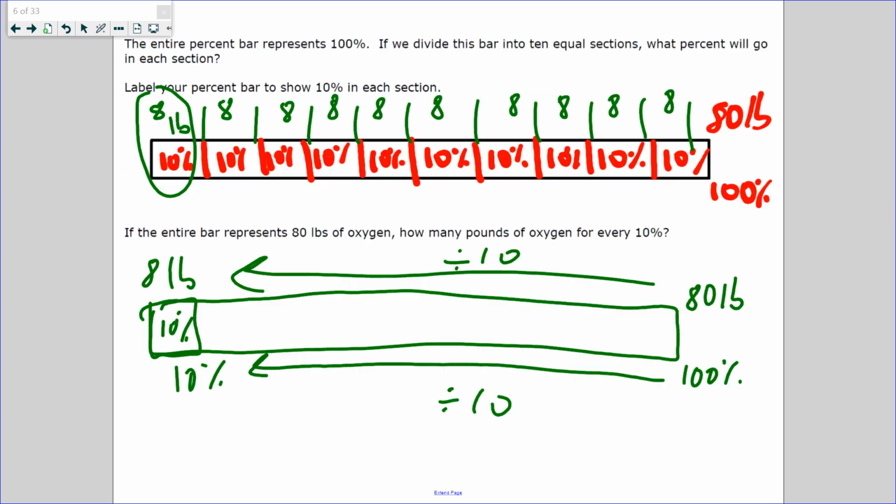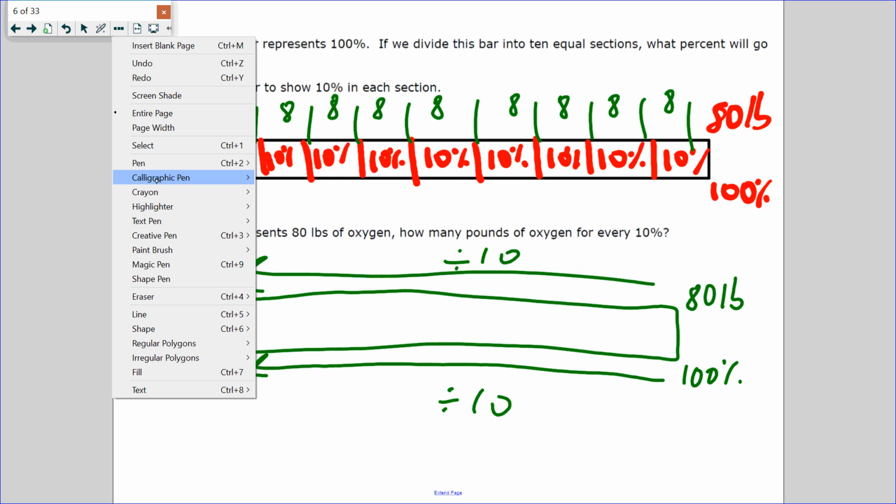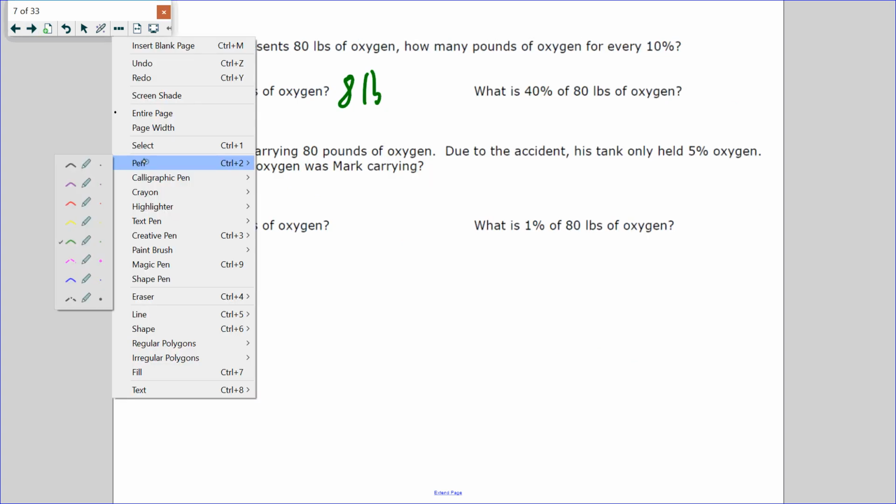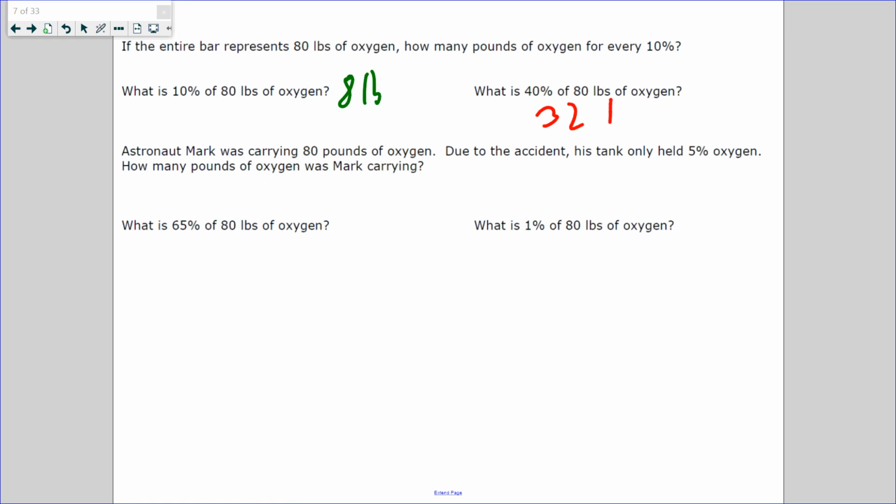So what is 40% of 80? I'm going to get my trusty highlighter and highlight 40% so you can see 10%, 20%, 30%, 40%. So it would be this. So 8, 8, 8, 8, 4 groups of 8, it must be 32 pounds.